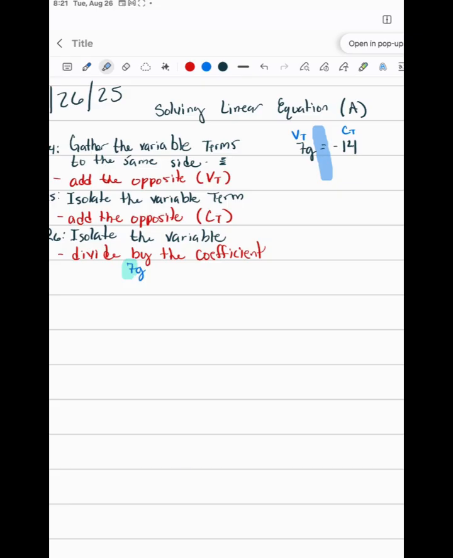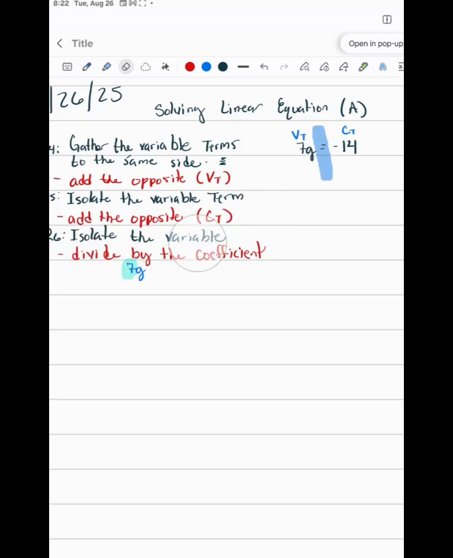Now, let's start at rule 4 to see what we can do. Rule 4 says gather the variable terms. That means you have variable terms on both sides of the equal sign. You do not. You have a variable term on the left side, constant term on the right side. So we can't do rule 4. Let's go to rule 5. It says isolate the variable term, which means getting the variable term by itself. Let's look on the left side. Is the variable term already by itself? It is. So we can't move a constant term because the variable term is already by itself. So let's go to rule 6.